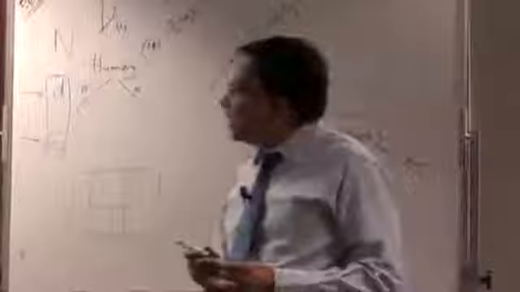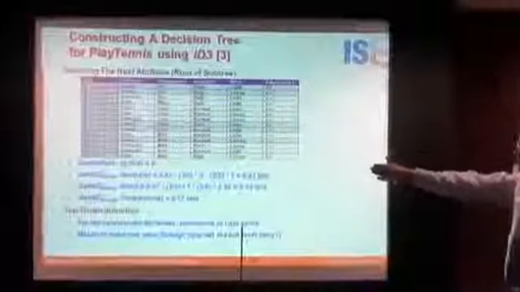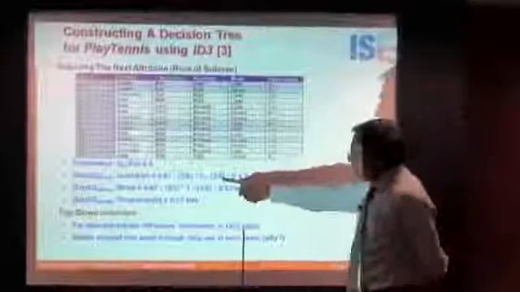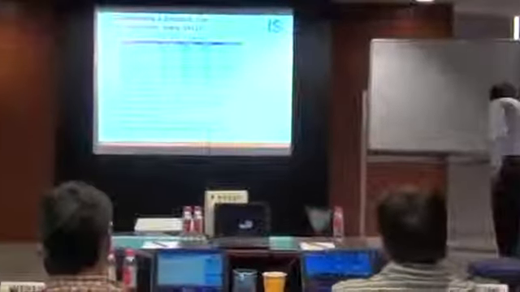Then we are left with only rain. So when you do D rain with wind, you will get exactly this equation. You will get 0.97 bits of gain. So there is really no better test. So we do light and strong, and light will give us yes, strong will give us no. This is the overall decision tree we built.